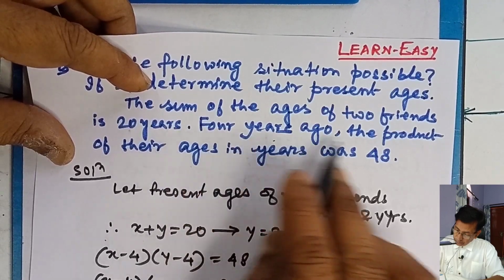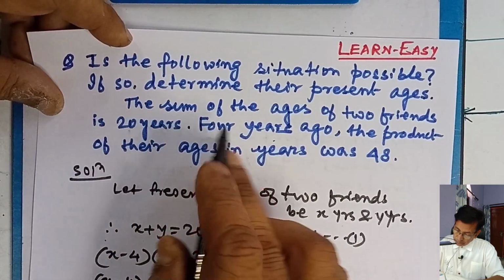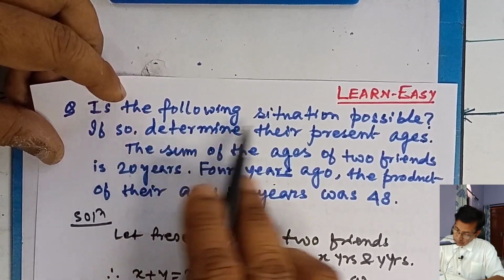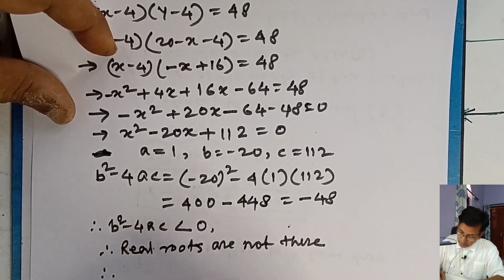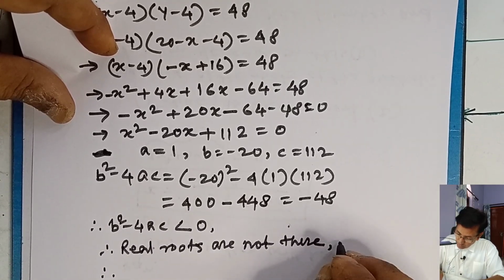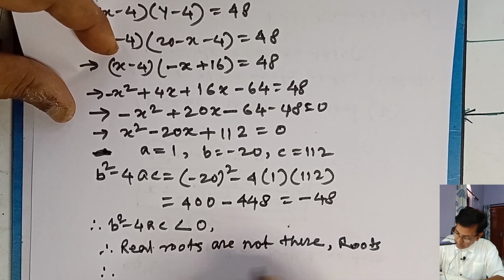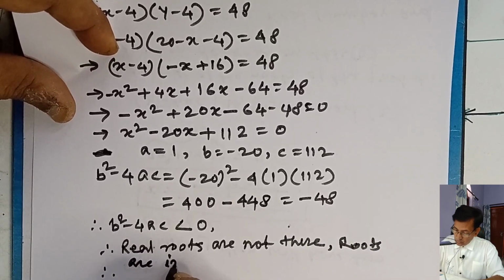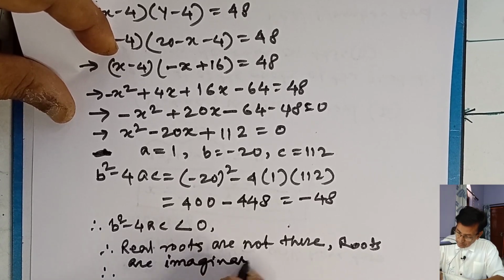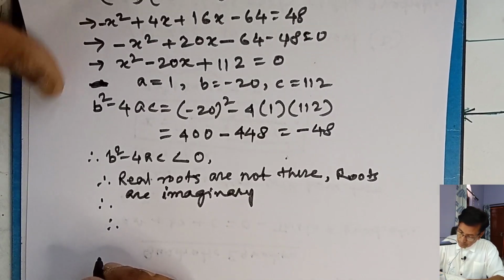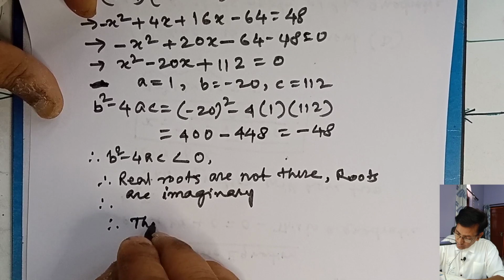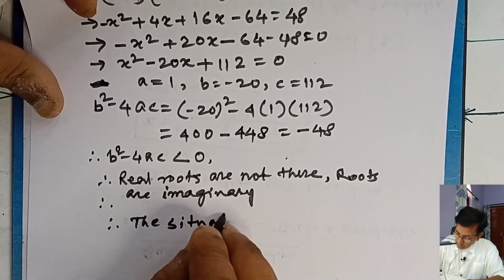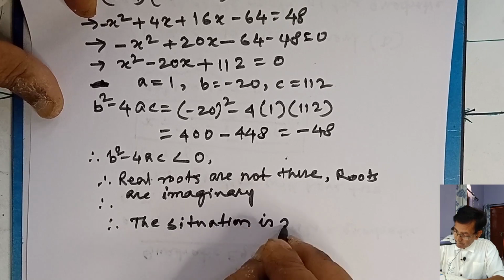Therefore, we write: determine their present ages. Is the following situation possible? When real roots are not there, roots are imaginary. Therefore, the situation is not possible.